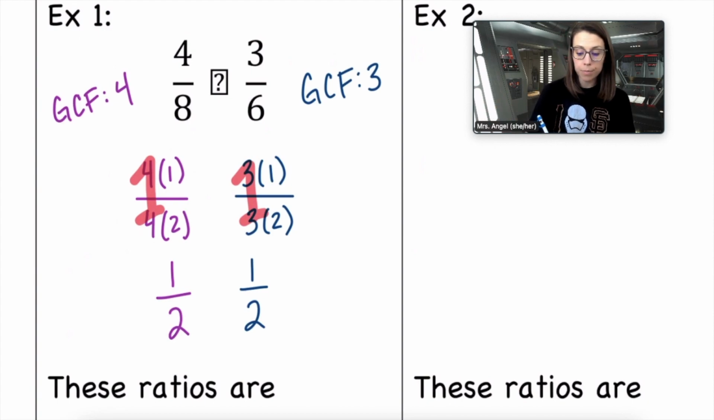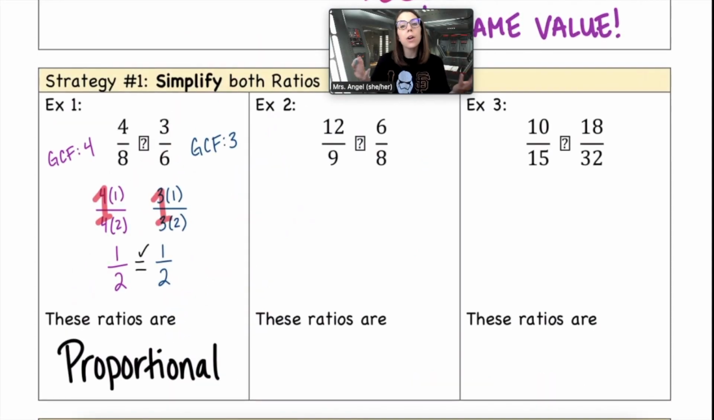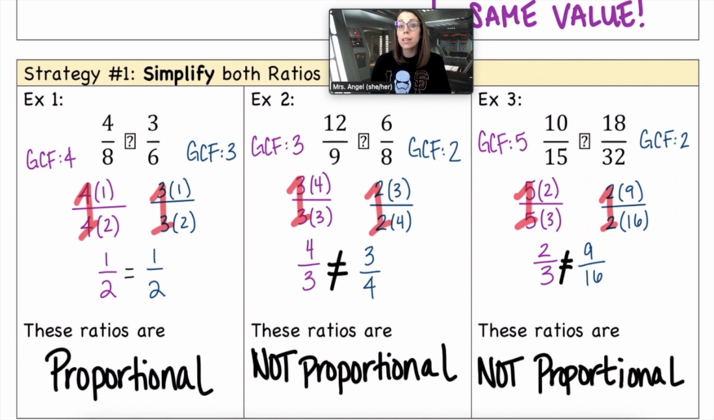Are those equal? Yes. Therefore, we would say that these ratios are proportional. And it's as simple as that. Since I already know you know how to simplify fractions, why don't you do example 2 and example 3 on your own now? Let's see how you did.